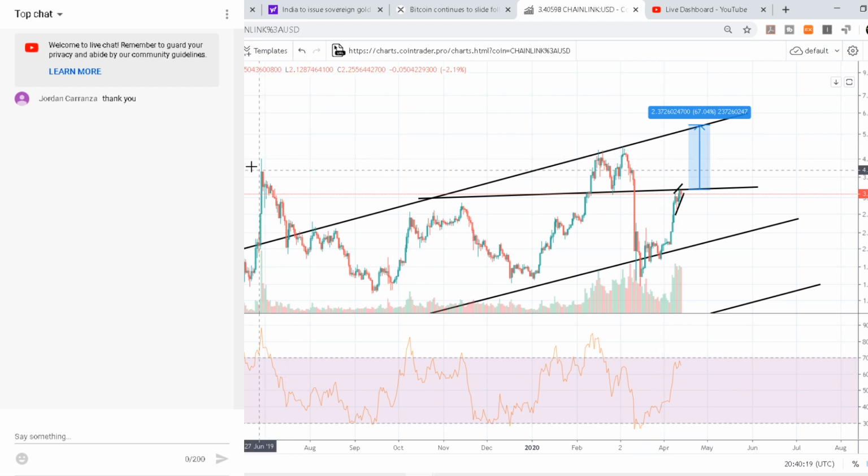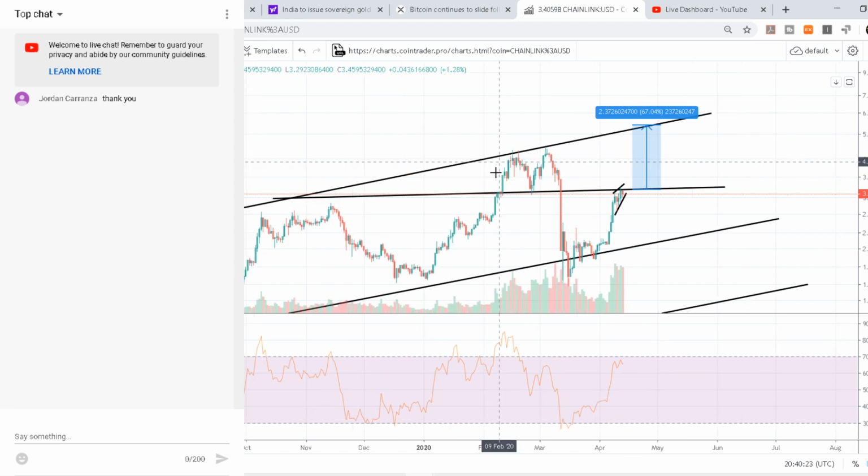You can see this point which was acting as a resistance previously, and these couple of points. Now yes, this does look like a double top, and the price went below the neckline and achieved the target. Now it is coming back in. So if we are coming back into this range, then the target can be around 67%.